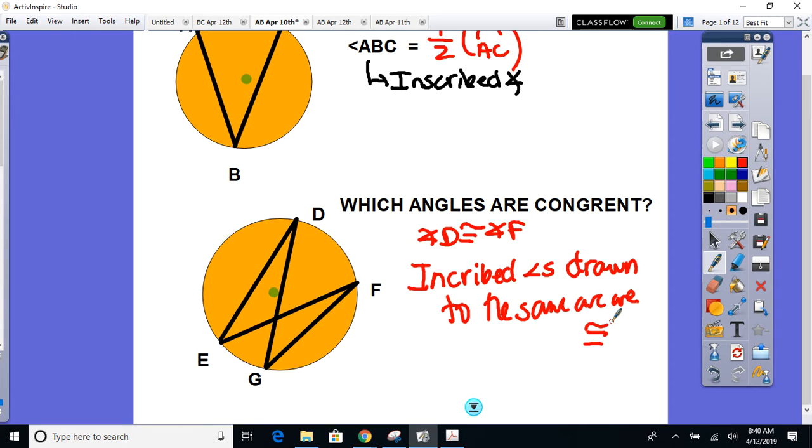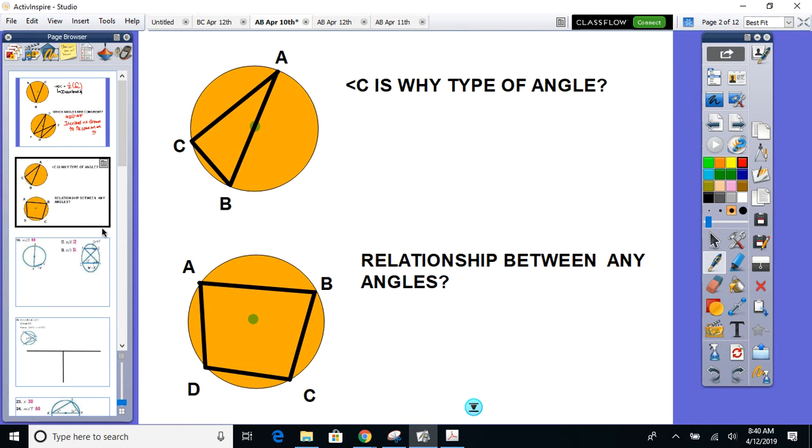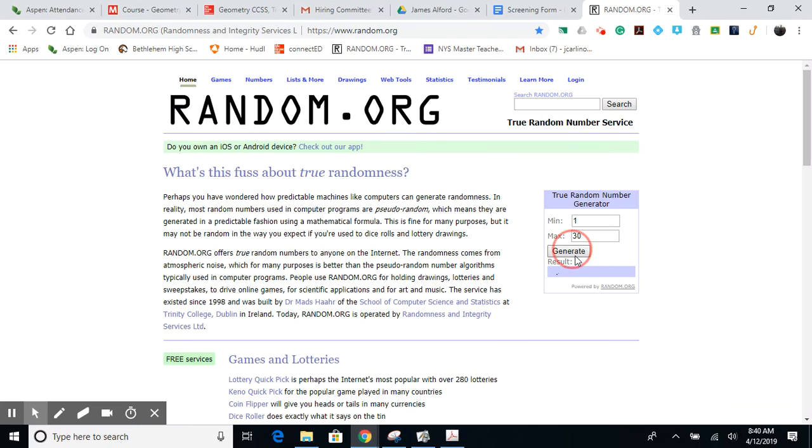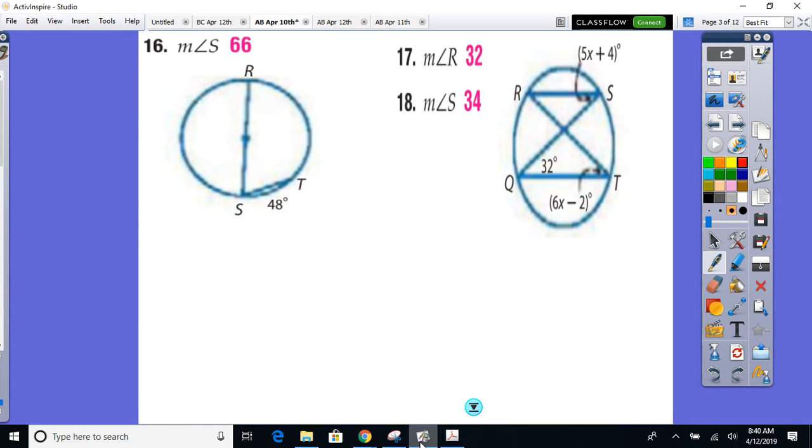All right, everybody stop. Go to homework. You had 18 for homework? 18 uses that theorem. Here's a new diagram. Name 2 angles that are congruent on my diagram other than the vertical. S and T.